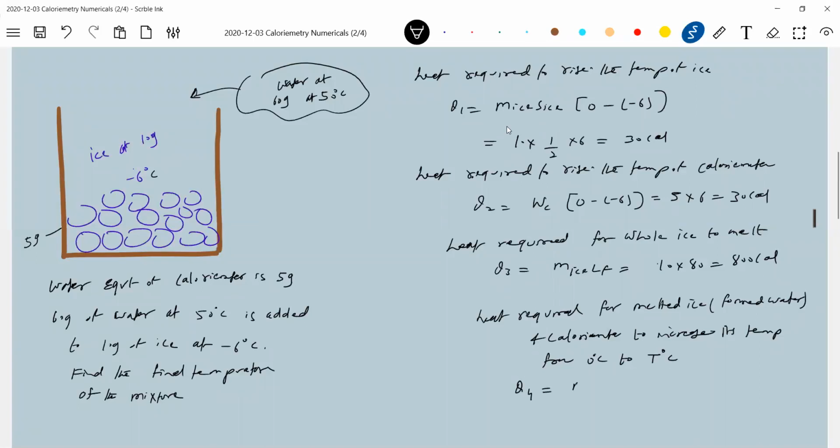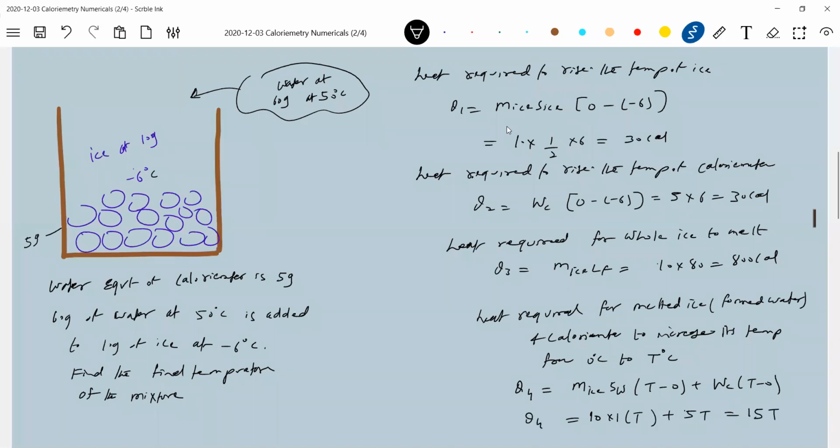So what is the Q4? Mass of ice melted, I should write here that same ice only, into specific heat of water into T minus 0, plus water equivalent of calorimeter into T minus 0. The newly formed water is how much? 10 gram only. Specific heat of water is 1, so 10 T. Water equivalent of calorimeter 5 T. So this will be 15 T.